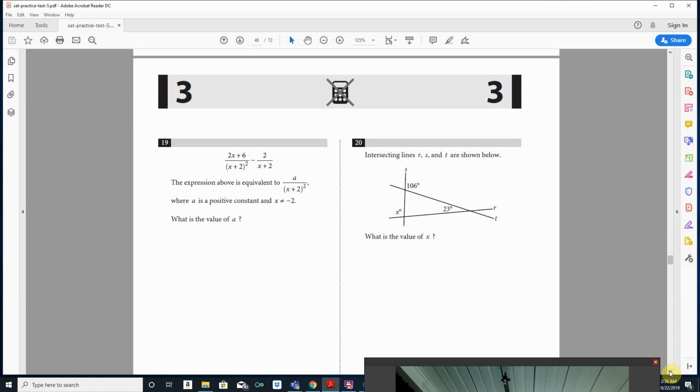And then okay, so looks like I've hit the time here. Okay, so on the test I would get that one wrong. Let's see if we can solve it anyway.